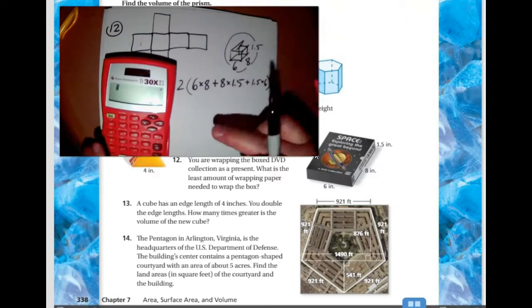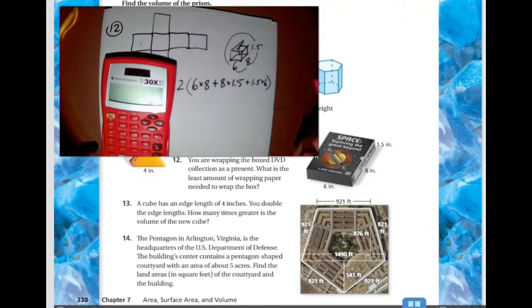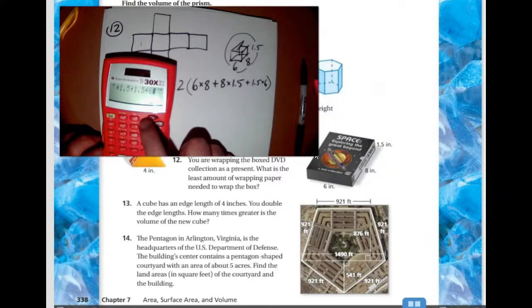Again, to make life easier, you may want to use your calculator. We could punch in that entire expression into our calculator and get our answer. So I'm going to do that. We have 2 times, open parentheses, 6 times 8 plus 8 times 1 5/10 plus 1 5/10 times 6, end parentheses. Now, as long as I've typed this in correctly, and I think I have, but if you make a mistake typing it in, you can always go back using those arrows.